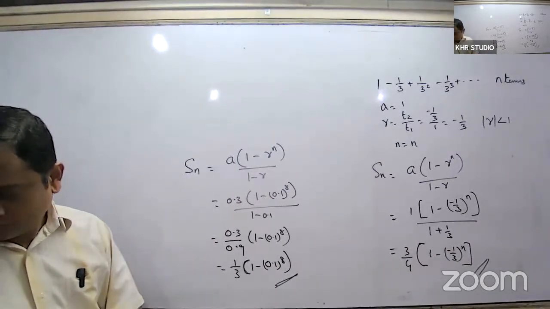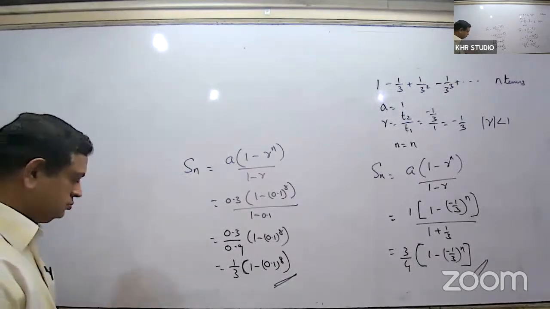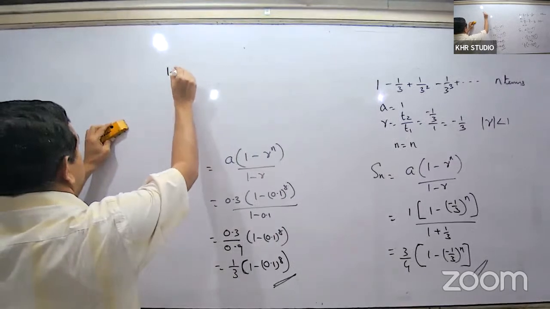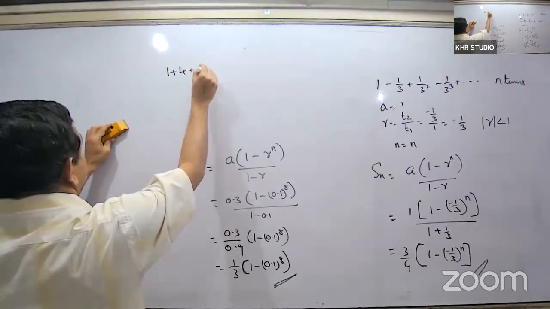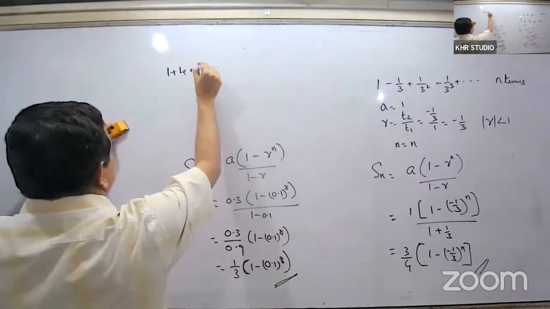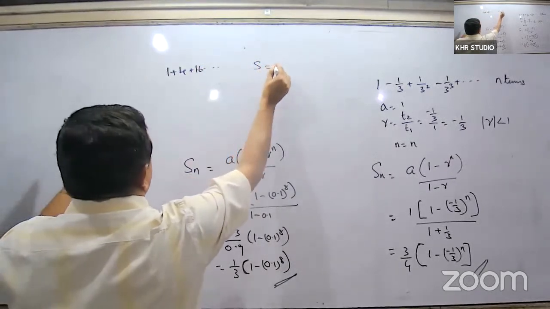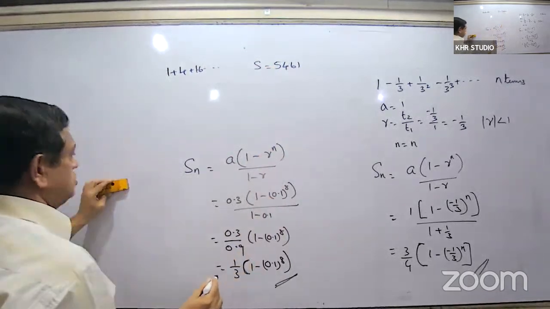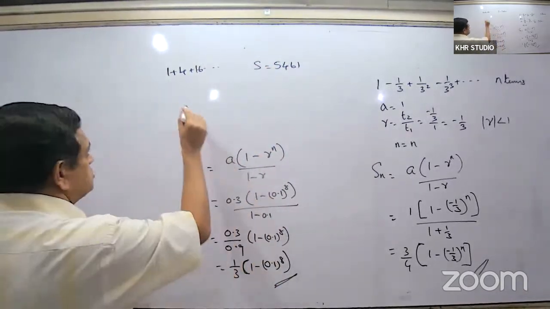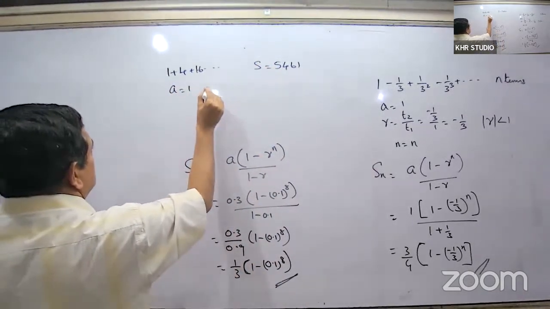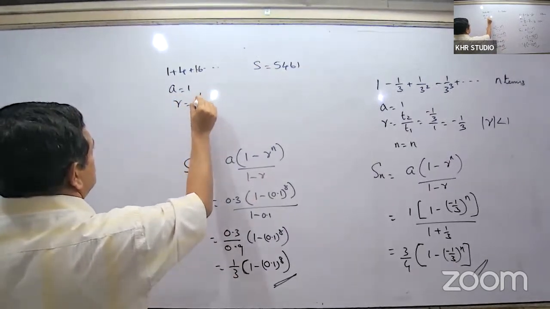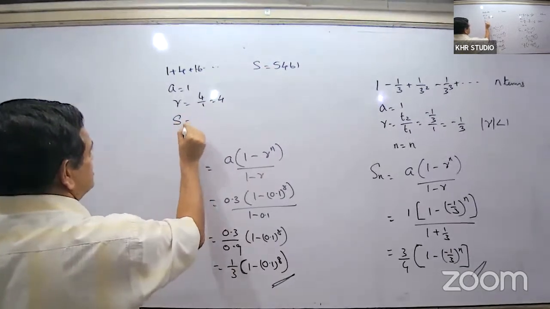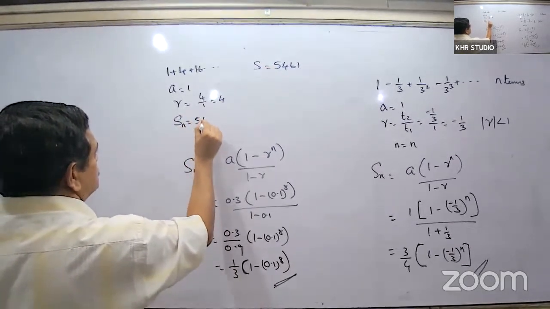How many terms of the geometric progression 1 plus 4 plus 16 plus 64 must be added to get a sum equal to 5461? So the GP is given. So A is given. How much? 1. R is equal to T2 by T1, 4 by 1, which is equal to 4. And Sn is given, 5461.